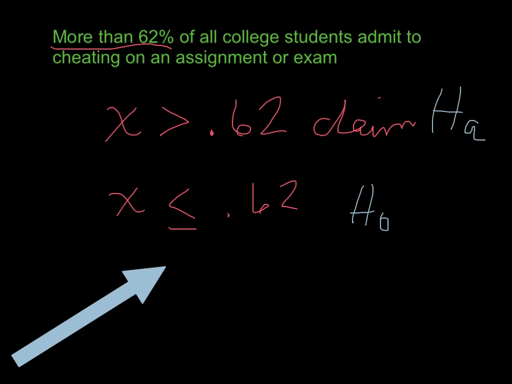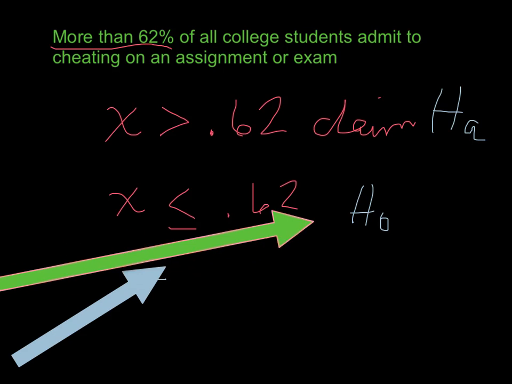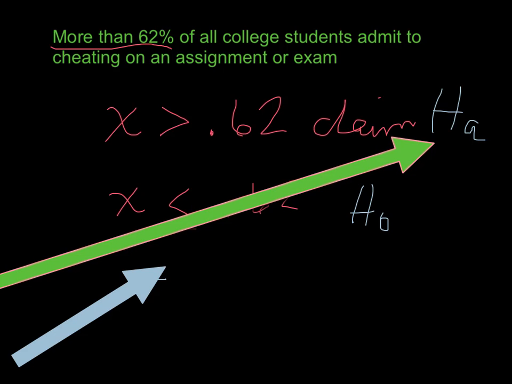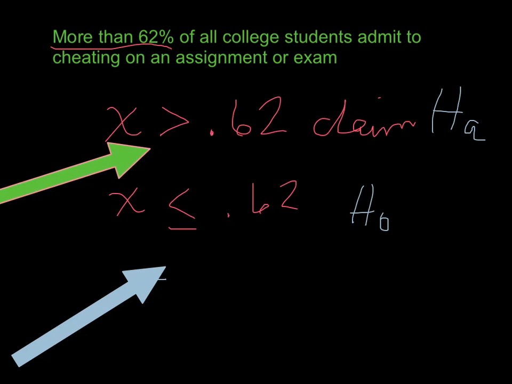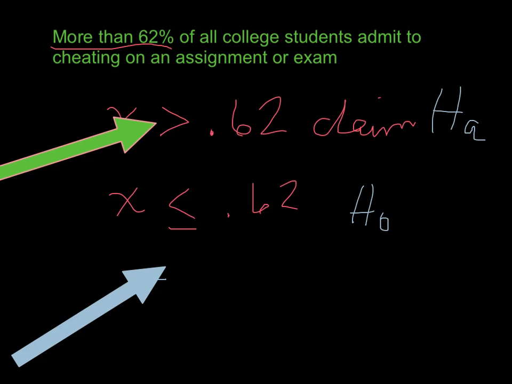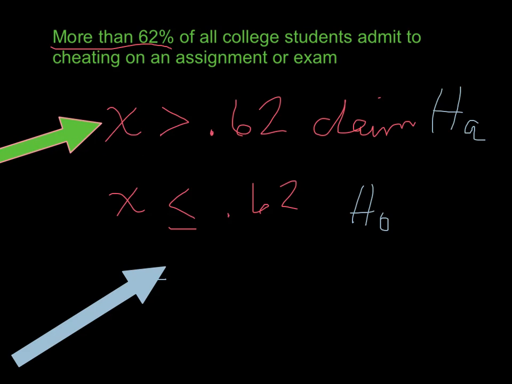Now the next skill is to determine whether it's right-tailed, left-tailed, or two-tailed. I don't worry about which is the claim. All I look for is the HA. Here's my HA. So I go to the symbol at the HA statement. That arrow is pointing to the right. So I know that I'm going to conduct a right-tailed test again.